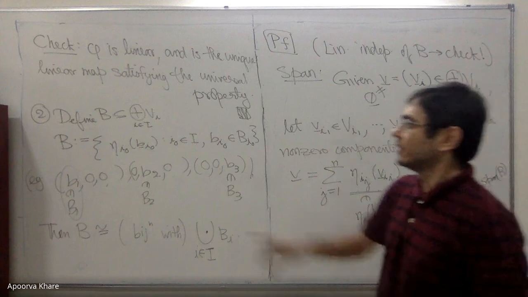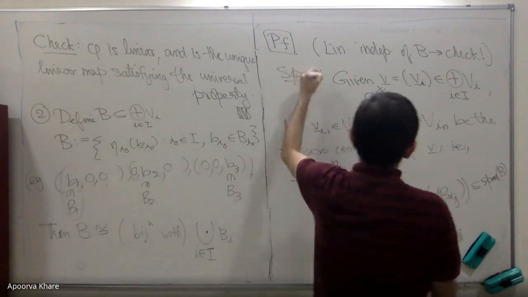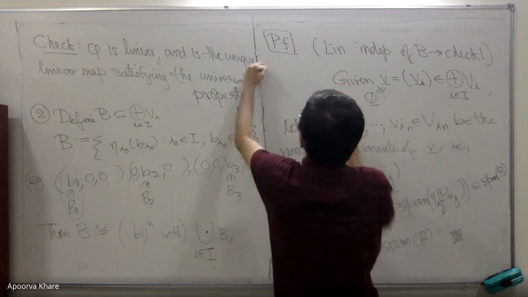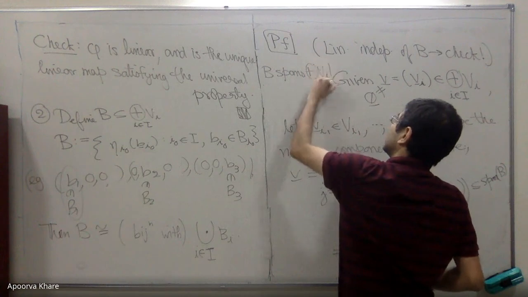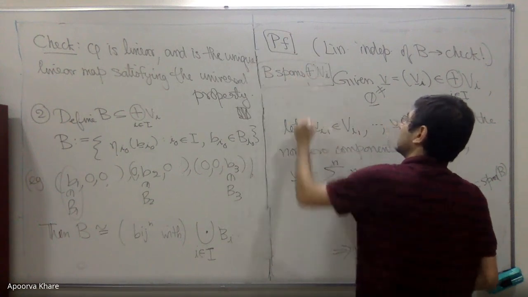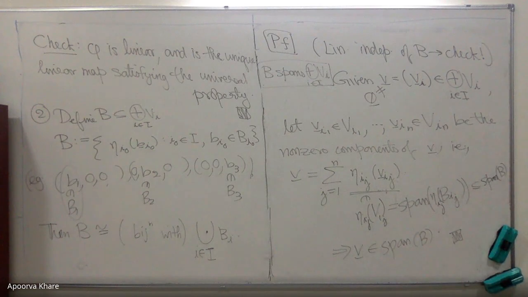And so indeed, this set is both linearly independent and it spans the coproduct. And therefore it's a basis.